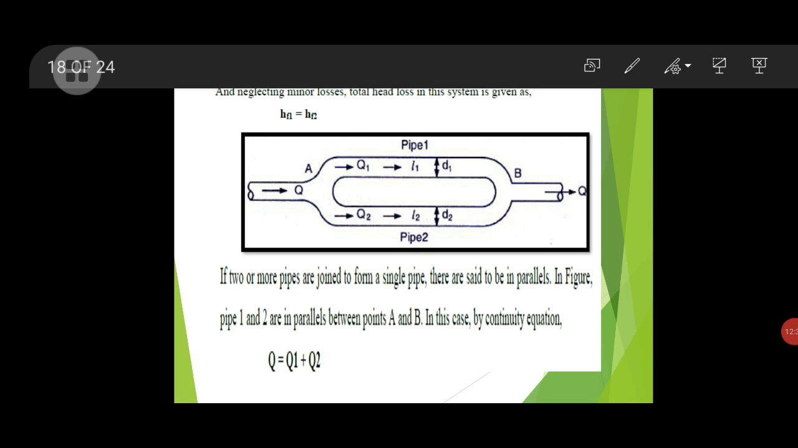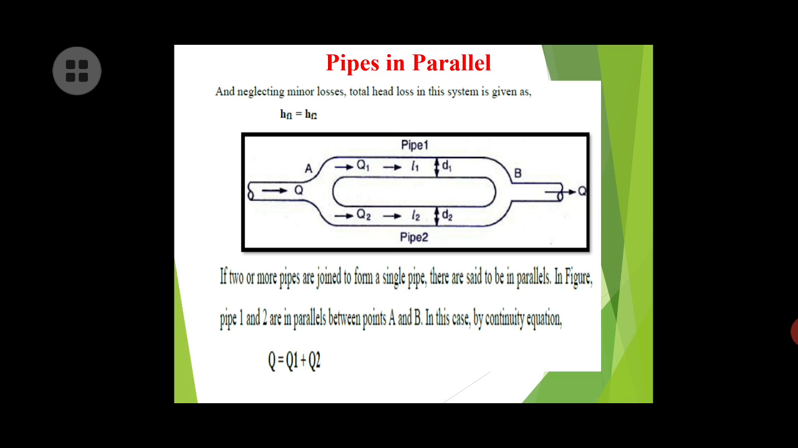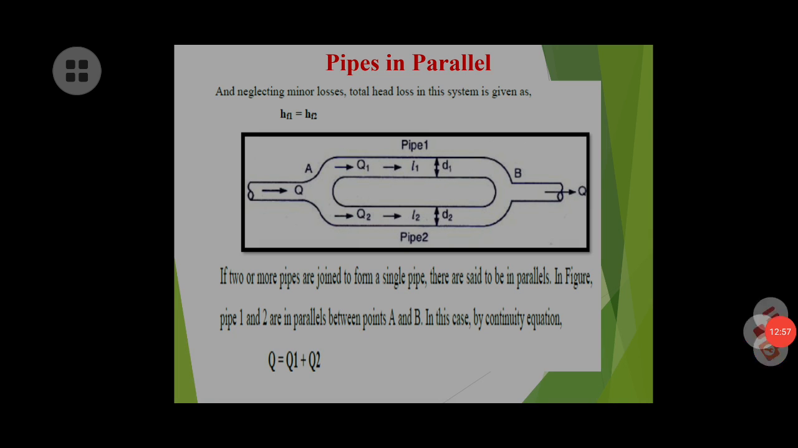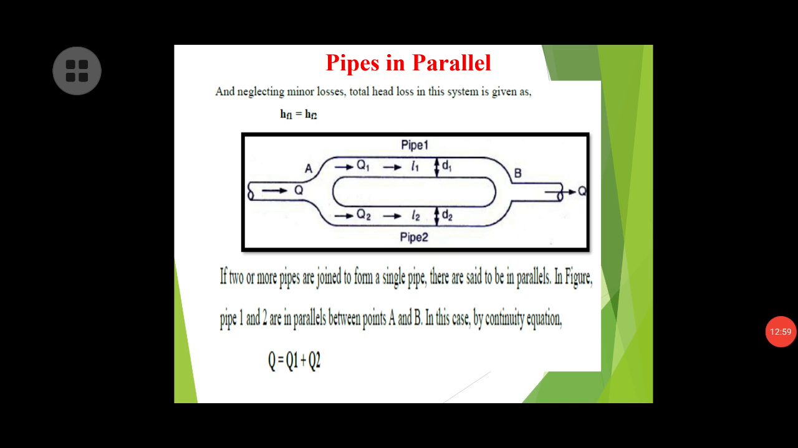So next is pipe in parallel. The figure shows pipe in parallel. Pipes are said to be connected in parallel when they divide into two or more parallel pipes which join again downstream.